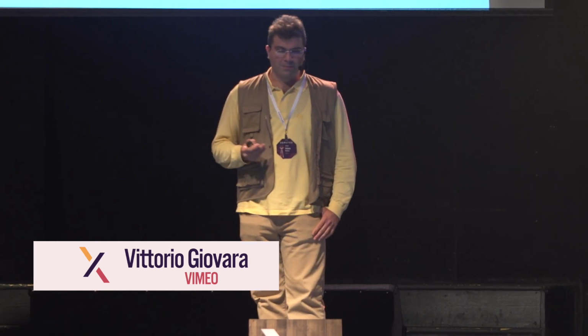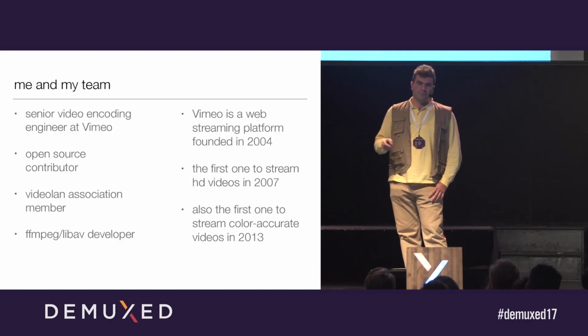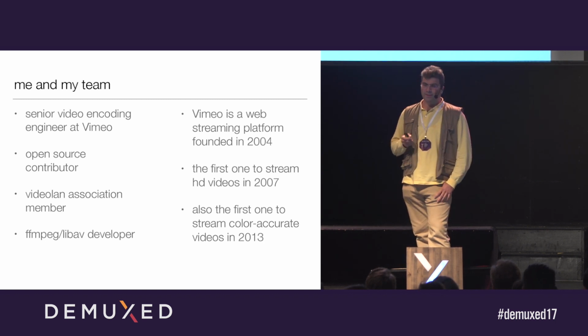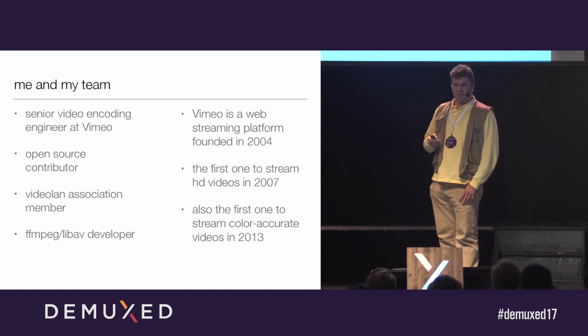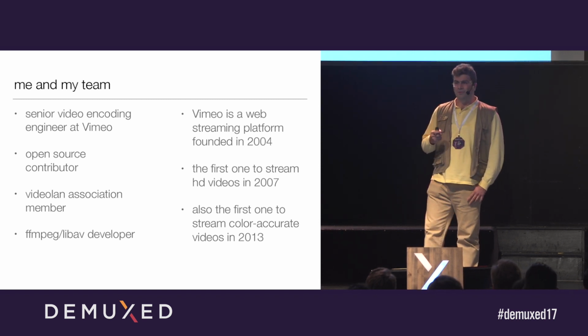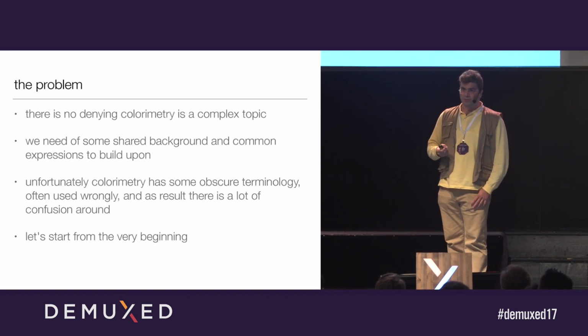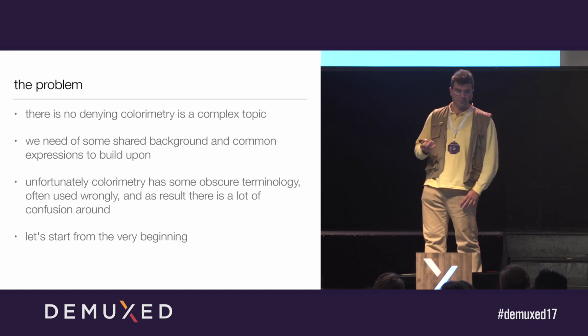For those who don't know, Vimeo is a web streaming platform founded in 2004, and it was the first one to stream HD videos in 2007, and it was the first one to get color right in 2013. Vimeo cares a lot about colors because creators care about colors. Color is a very important tool that art and the creators have and that they use.